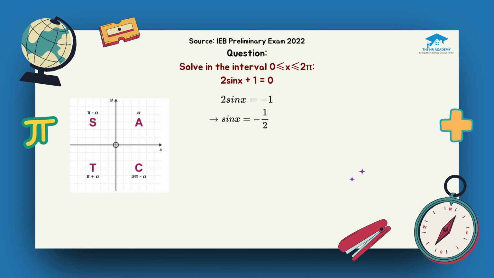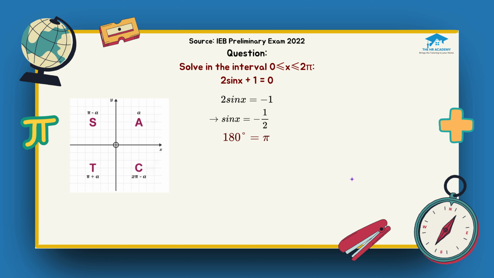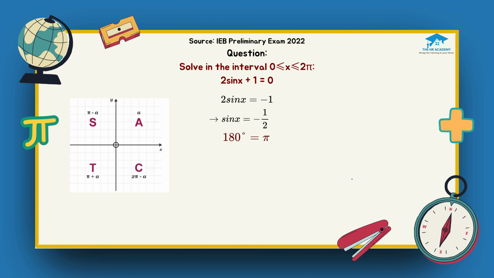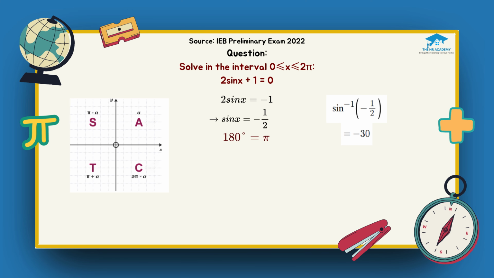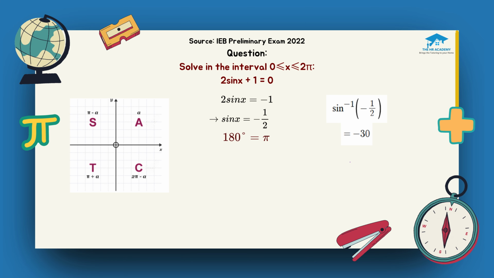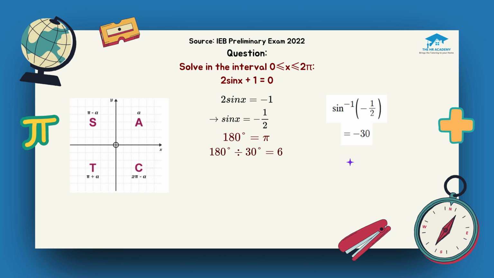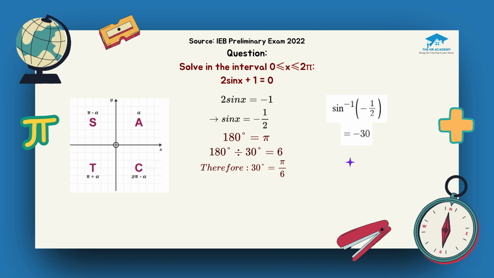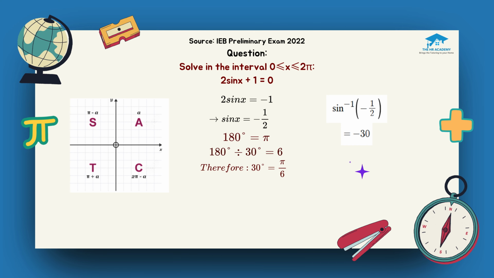Step 2. Think CAST diagram. Now let's figure out where sine is negative. Sine is negative in the third quadrant and the fourth quadrant. We are working in terms of pi. We know that 180 degrees is equal to pi, so let's look for the value of x. To find x, put shift sin of negative a half on your calculator. You should get negative 30. We need to find what negative 30 degrees is equivalent to, in terms of pi. To get that, we say 180 degrees divided by 30 degrees, which is equal to 6. Since 180 degrees equals pi, 30 degrees is equal to pi over 6.